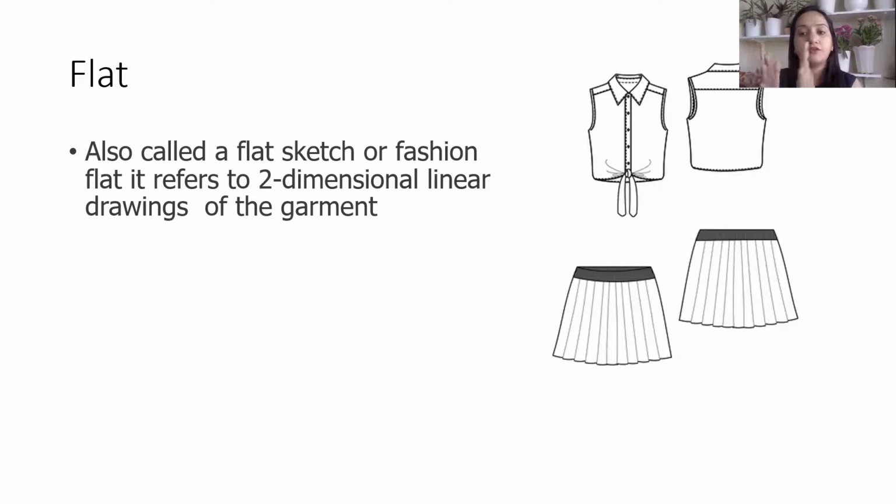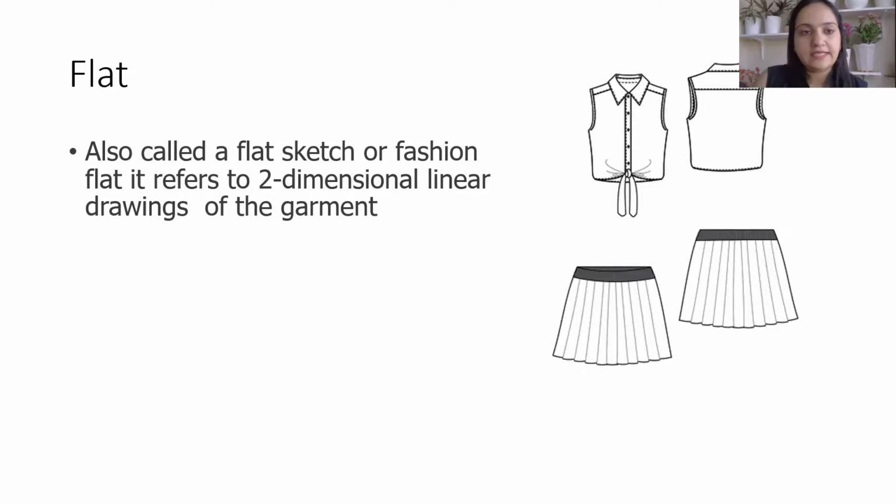As far as a flat is concerned, we make two or three directions, like from the front, from the back, as well as from the side. If any garment has any detail on the side, then we need to make a side flat also. So the flat should be a minimum of two sides, front and back, and sometimes the side also. Now I hope the flat is also clear to you.